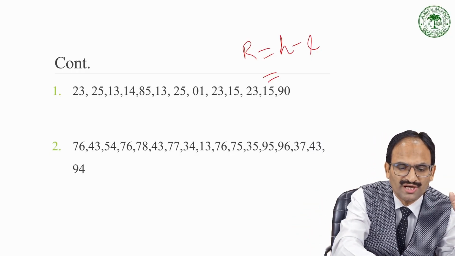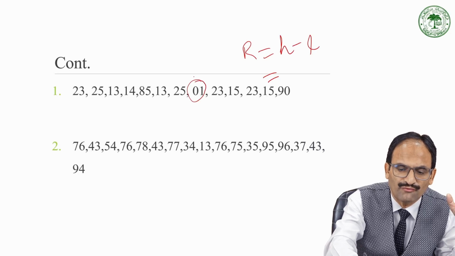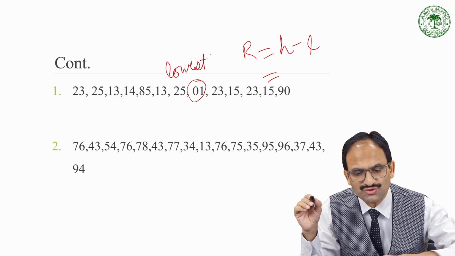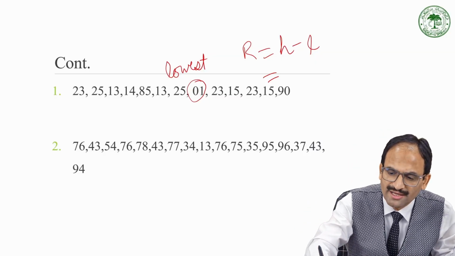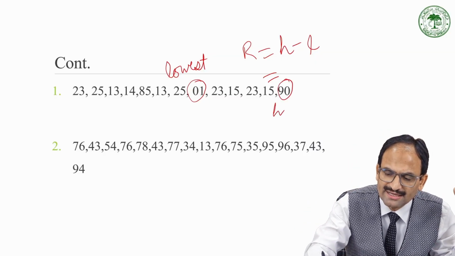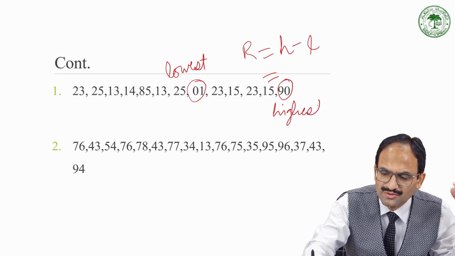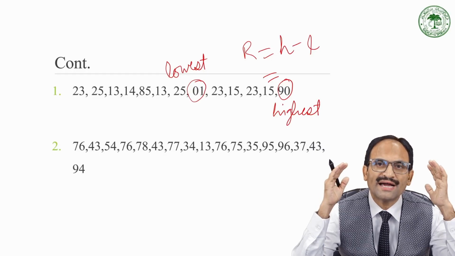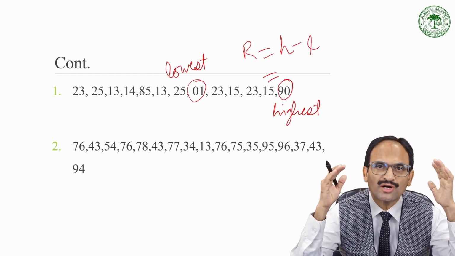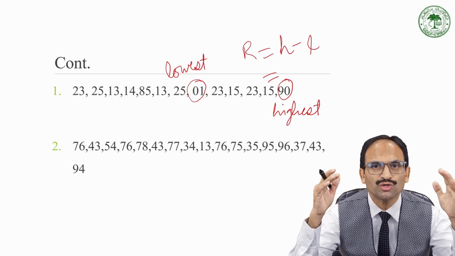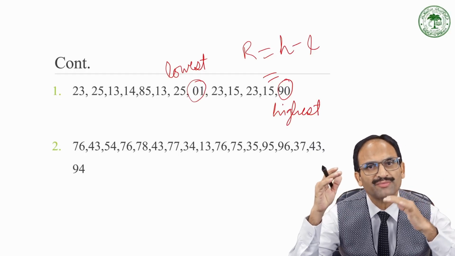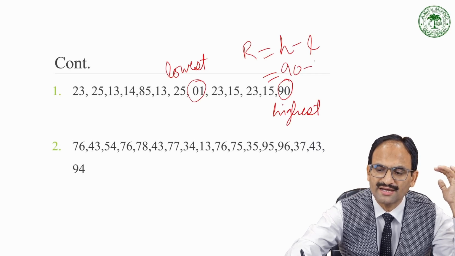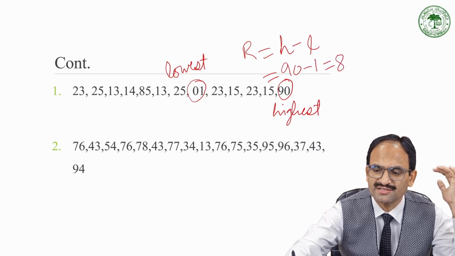If you go through the data, you will find that 1 is the lowest score. And if you see the data minutely, I think you will locate that 90 is the highest score. So in this particular data set, the lowest score is 1 and the highest score is 90. So in order to calculate range, what will you do? You will subtract the lowest score from the highest score, that is 1 from 90. So the score will be 90 minus 1, that is 89.